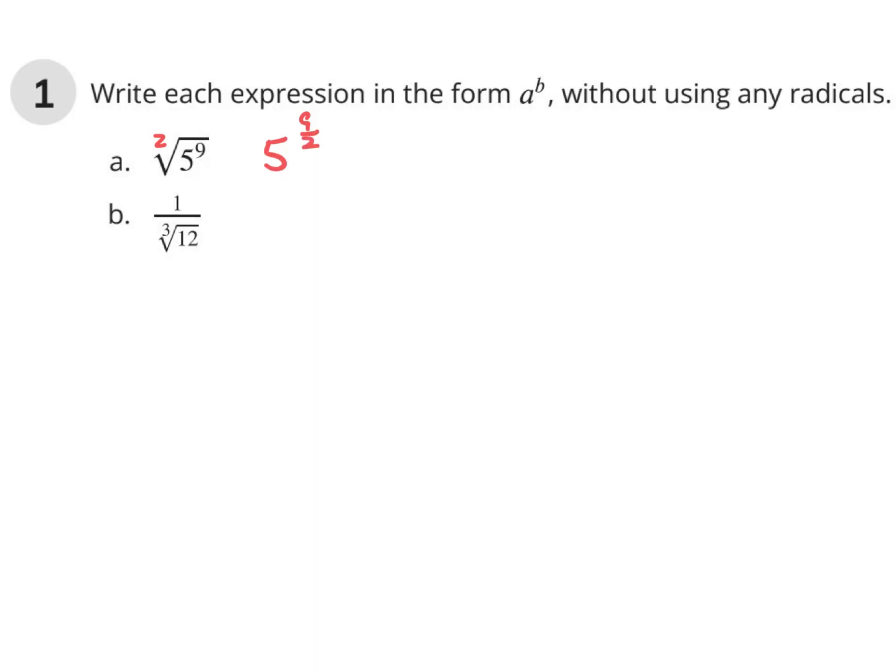B. The exponent is 1, so this is 12 to the 1/3, but it got flipped upside down, so it's negative. And we can't reduce that anymore.